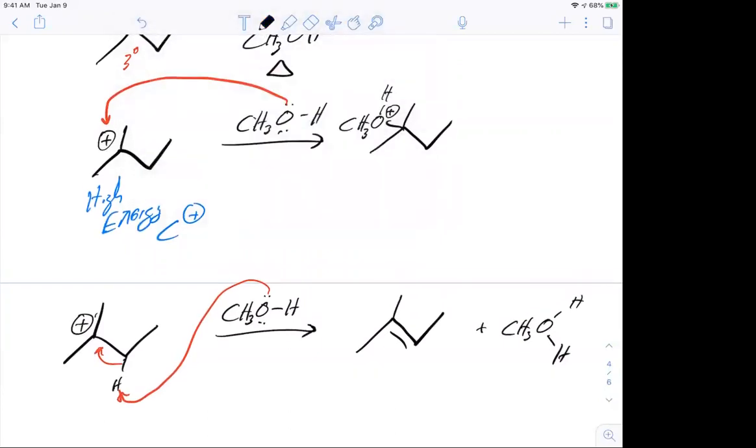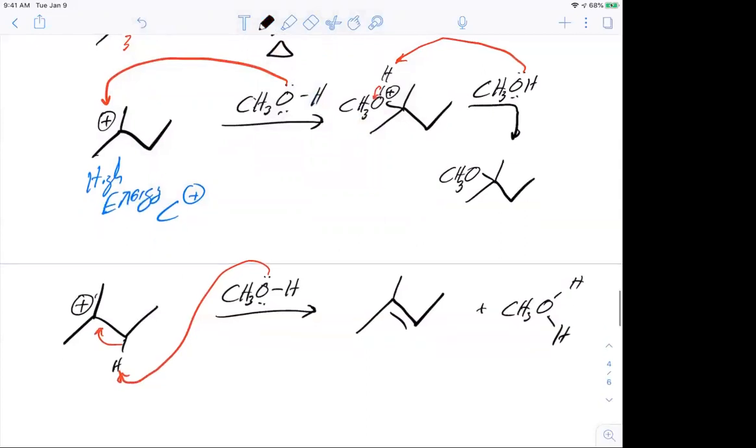I could have substitution, and let's go ahead and finish this one out by having the methanol act as a base one more time. Again, it's a solvent, so there's plenty around. Okay. So we get this product. But since we're going through the carbocation, both of these are possible.